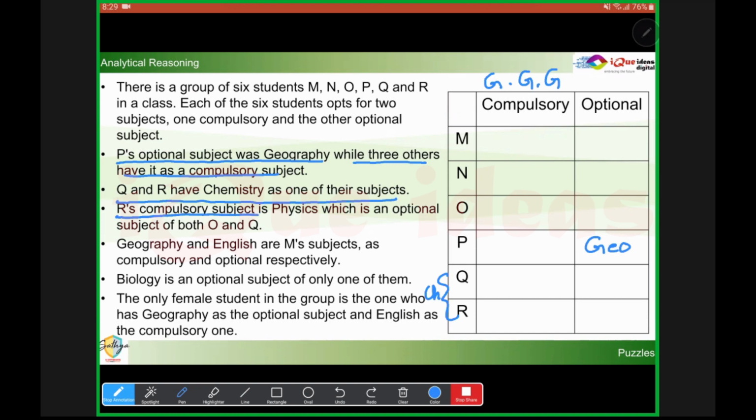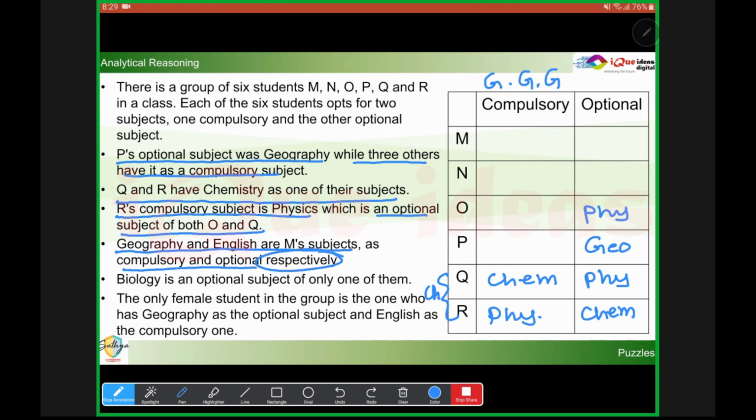R's compulsory subject is physics. So, for R, the compulsory subject is physics, which is optional of both O and Q. So, if O and Q have physics as optional, I also know that chemistry is a subject for Q and R. So, chemistry becomes compulsory for Q and chemistry becomes compulsory for R. Easy. Now, geography and English are M's subjects as compulsory and optional respectively. So, geography is compulsory for M and English is optional for M because the order is given.